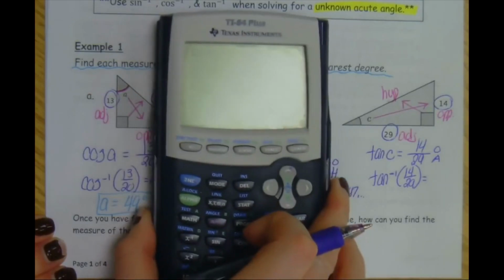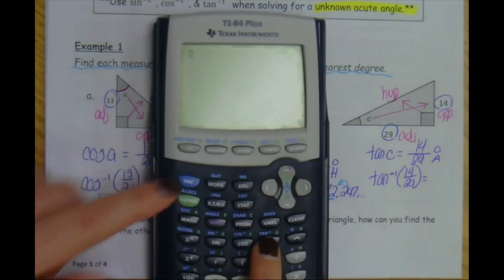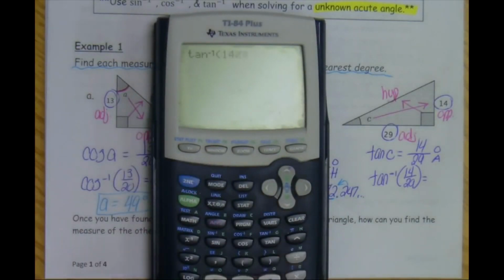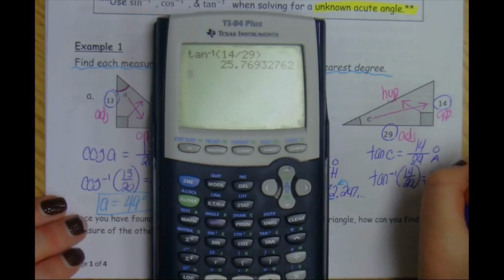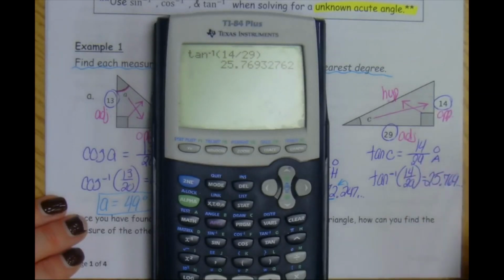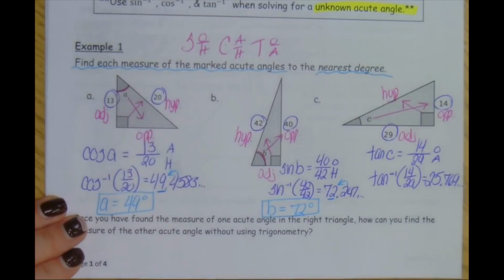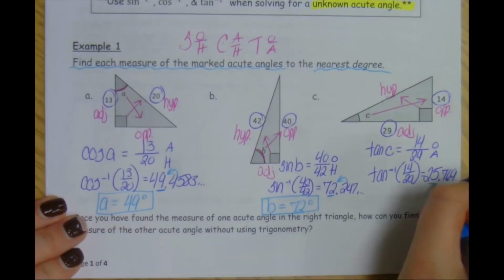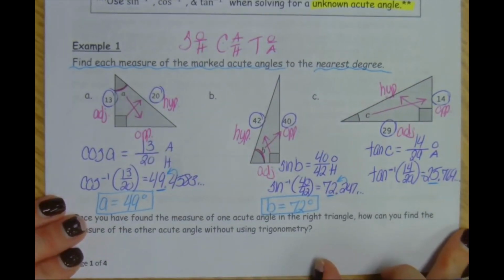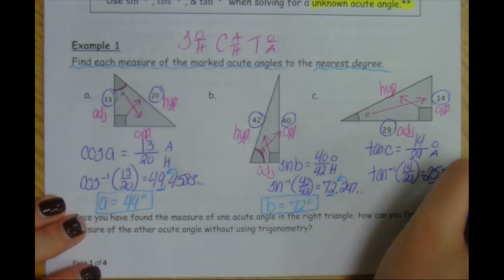Grab my calculator, type it in, and see what I get. So second tan of 14 over 29, close it, press enter. And again, I'm getting a decimal, but you guys have already seen that that's okay. So it's going to be 25.769... All right, again, I want to round to the nearest degree. So is it going to be 25 or 26 degrees? I don't know. You tell me. Let's look at the neighbor.